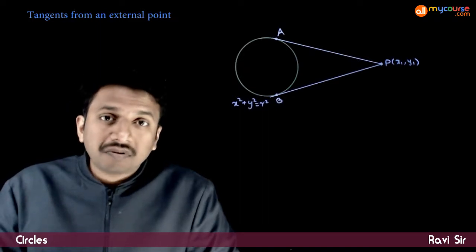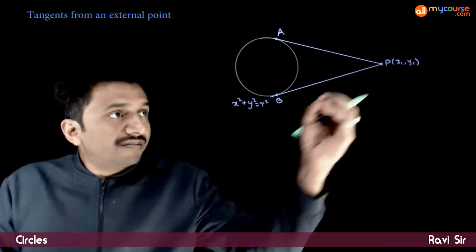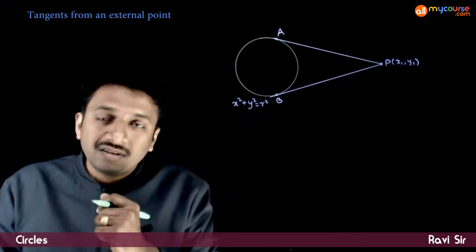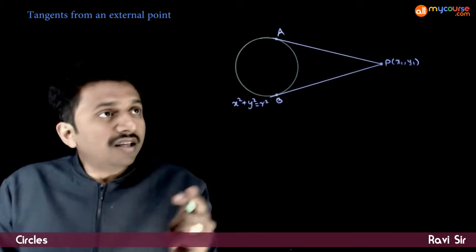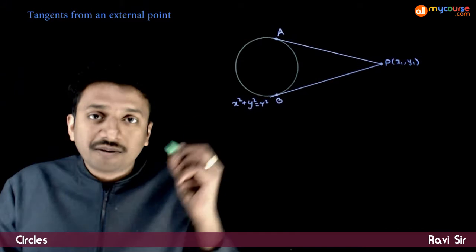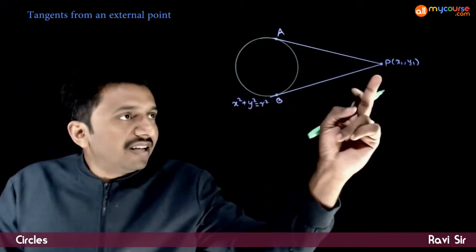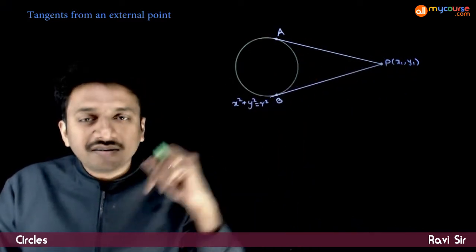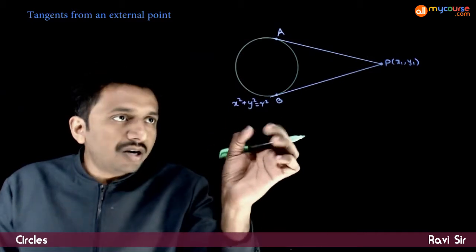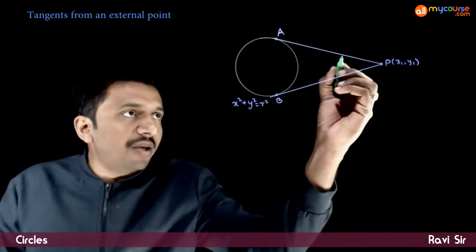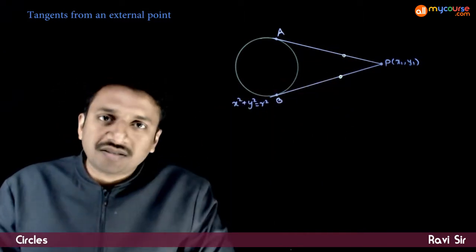In this video, let us look at how to find the tangents to the circle from an external point. We have already seen how to find the tangent to the circle at a point on the circle. Now if the point lies outside the circle, you can very clearly see that you can draw two tangents, right? From any external point, you can draw a pair of tangents. So how do we find the equations of these tangents?